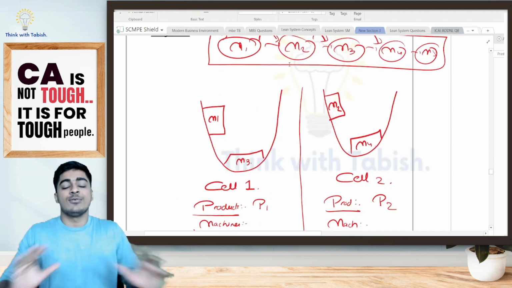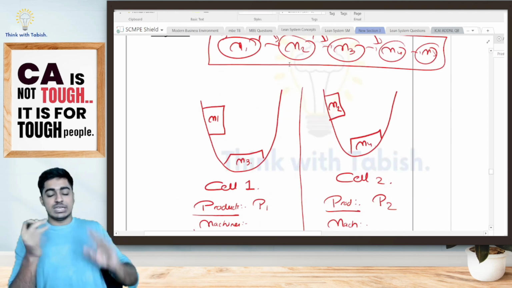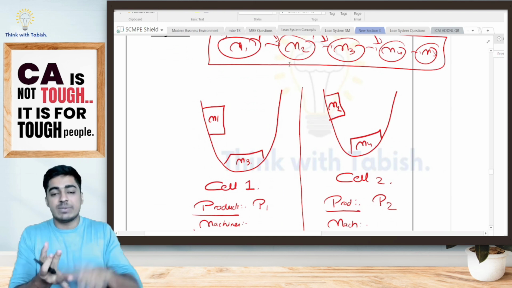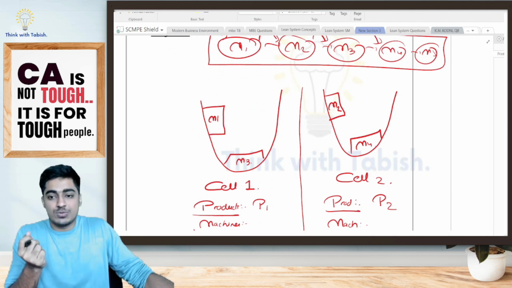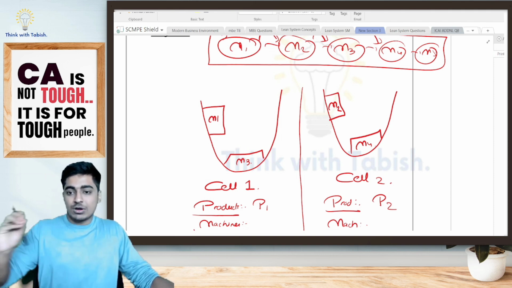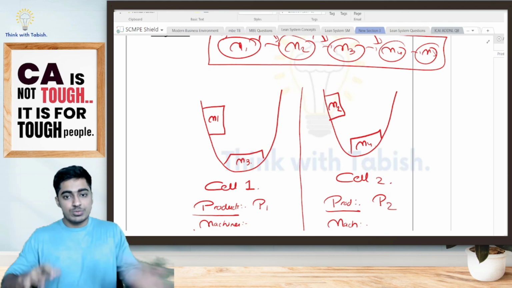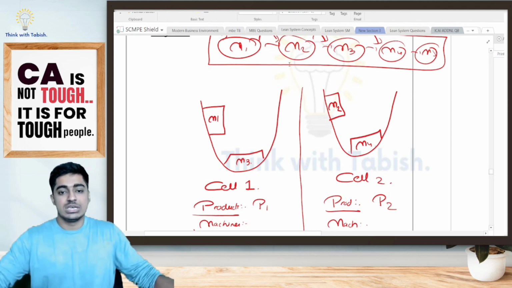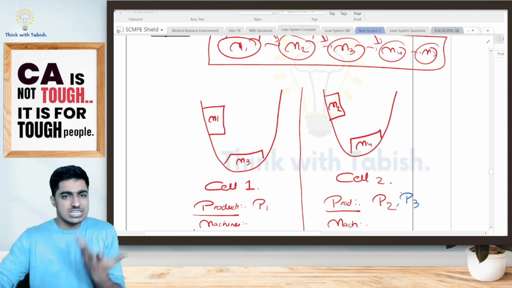So, where will I manufacture this product? In cell 1, or in cell 2? Tell me, students, where will I manufacture this? Will I manufacture product 3 in cell 1 or cell 2? I will manufacture it in cell 2 because I have my machine number 4 in cell 2. Is it clear? So, along with P2, you produce P3 also because the machine is straight away available there.